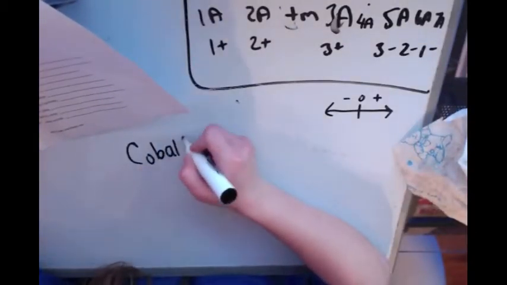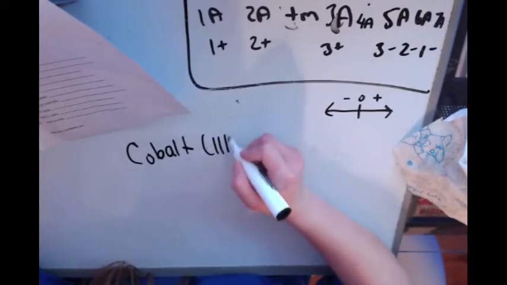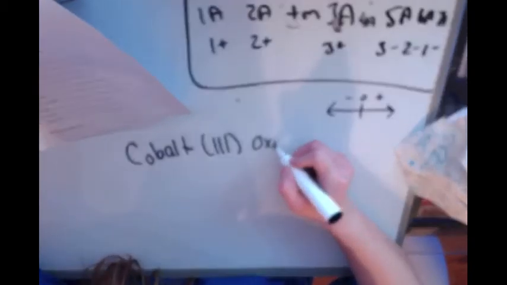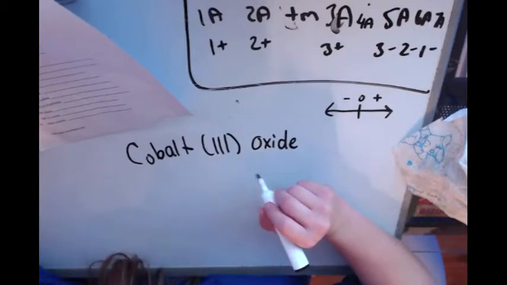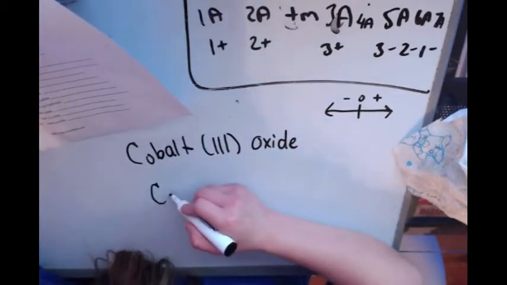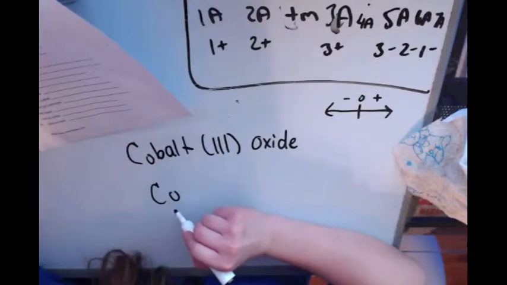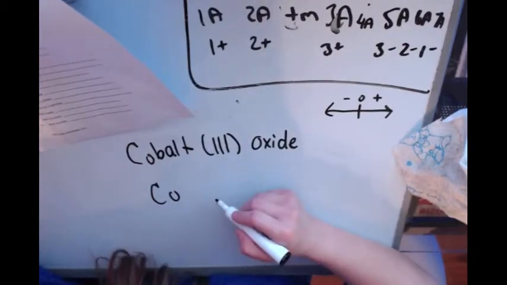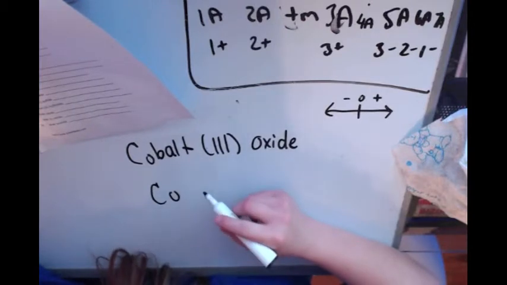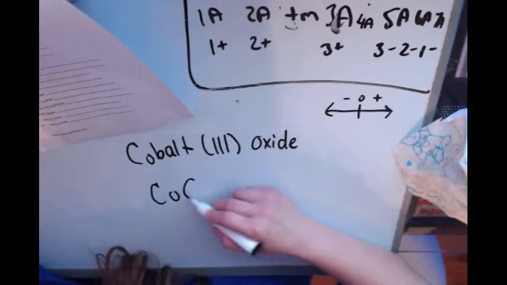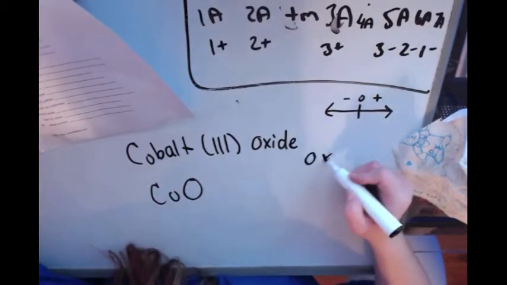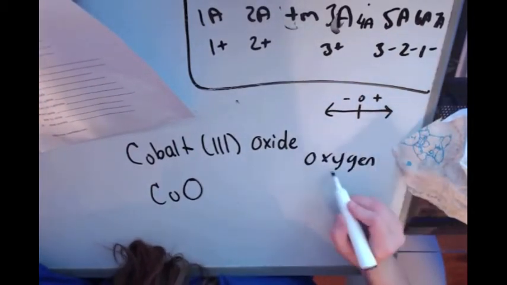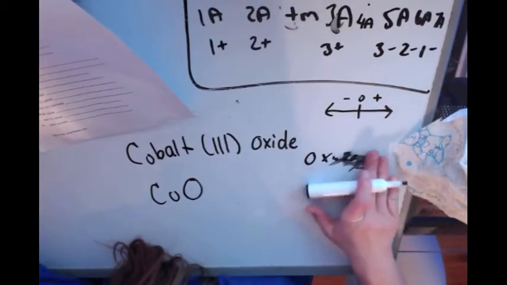Then you have cobalt 3 oxide. You know that cobalt, also a transition metal, is written as Co. And we talked about oxide. I'm sorry, that was peroxide, but oxide is just oxygen, right? And then you just turn this into ide, right?